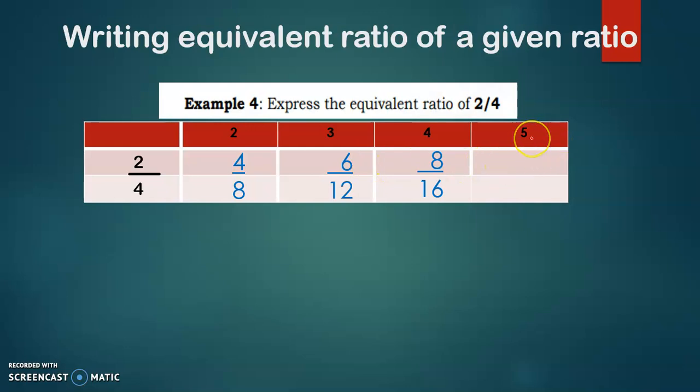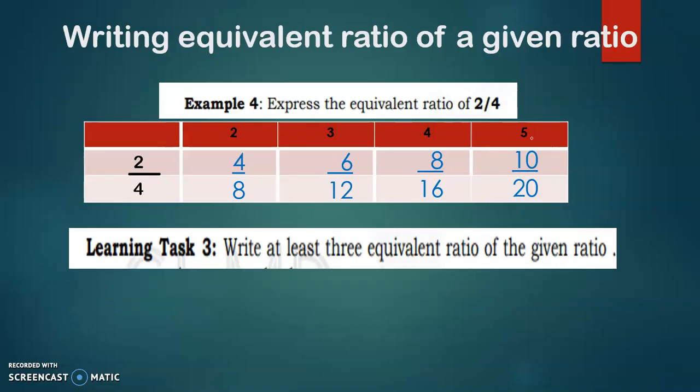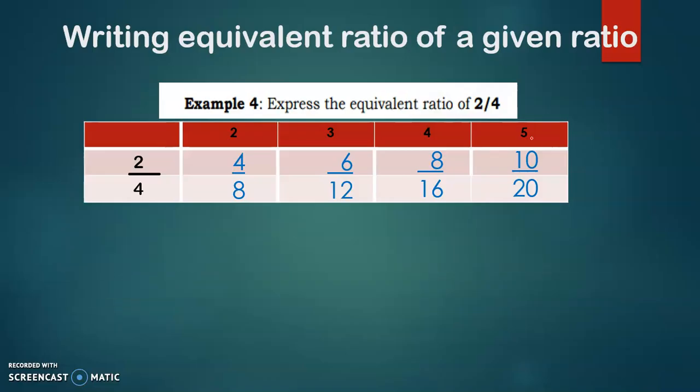Pwede natin i-multiply sa 5. That is 5 times 2 is 10. And then 5 times 4 is 20. Kung kaya naman, our fourth equivalent ratio is just 10 is to 20. And so on and so forth yan. Pwedeng kahit anong number, basta kung anong minultiply mo sa numerator, ganun din ang gagawin mo sa denominator.